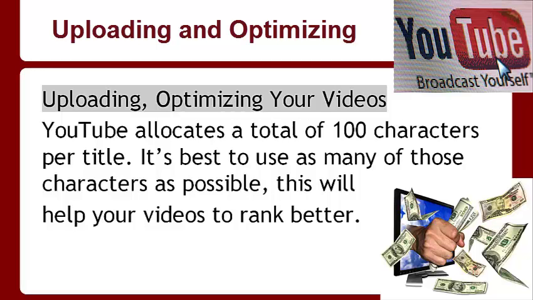Now, YouTube allocates a total of 100 characters per title. So it's best to use as many of these characters as possible, because this is going to get your videos to rank a lot better if you're using up all this space.